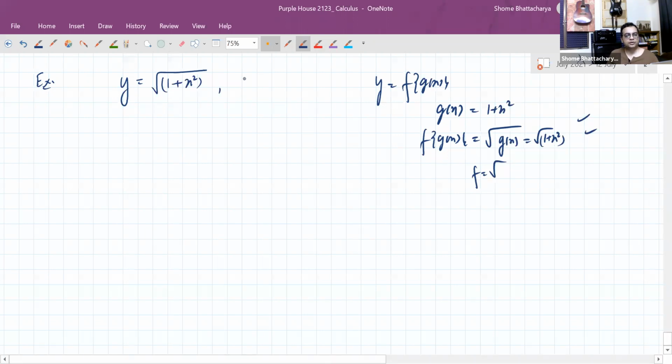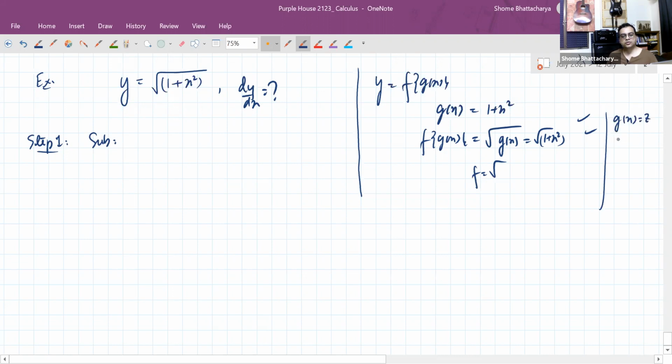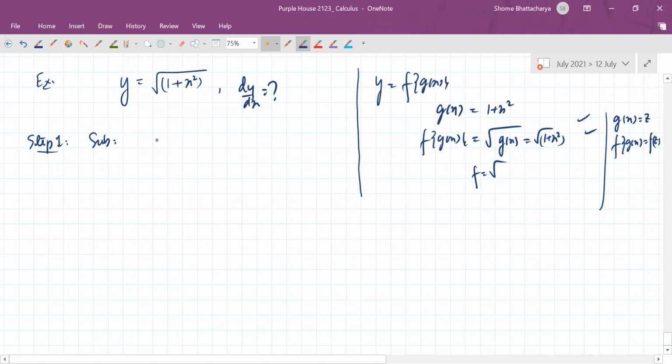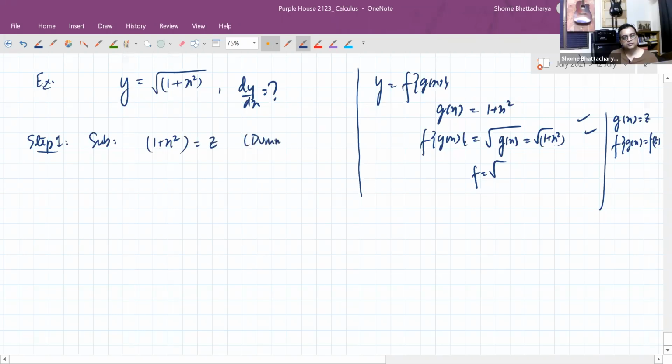Okay. So f was the square root function. So now we want to find out dy by dx in this question. So we will go by the steps of the chain rule. So step 1 was the substitution step. So in substitution, what we do, we substitute g(x) as z. So f of g(x) becomes f of z. Okay. So do the same substitution here. So what should I substitute as z? One plus x square. Yes, very good. 1 plus x square should be our dummy variable. Okay. So then what does y become? It just becomes square root of z. Okay. Or that's the same thing as z to the power half.